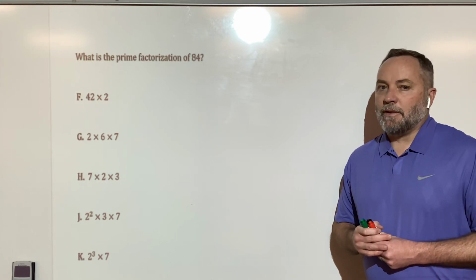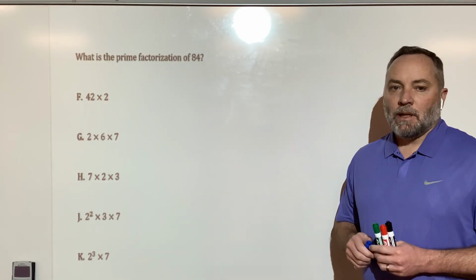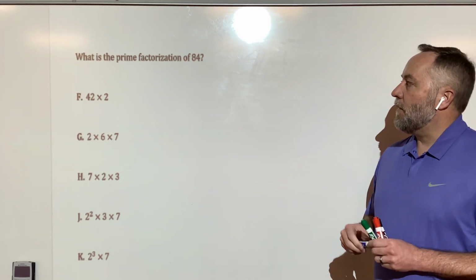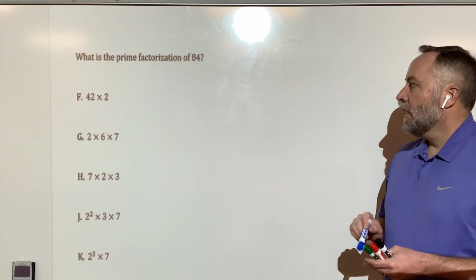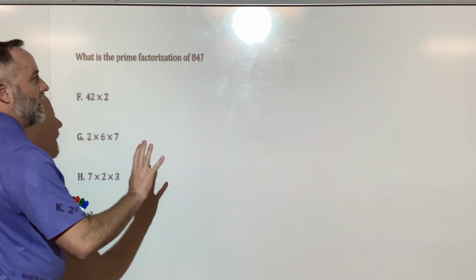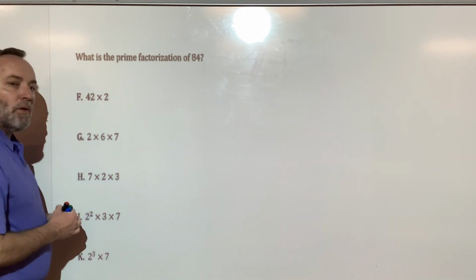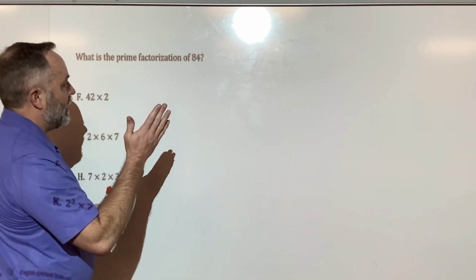This question is pretty straightforward and is another example of where knowing the vocabulary will help a lot. It says, what is the prime factorization of 84? And that term, prime factorization, just means that all the factors that we have are prime numbers. And a prime number is a number that can only be factored as itself and 1.